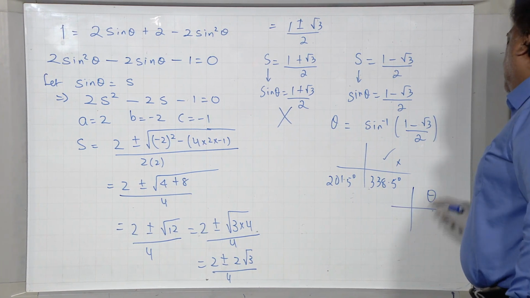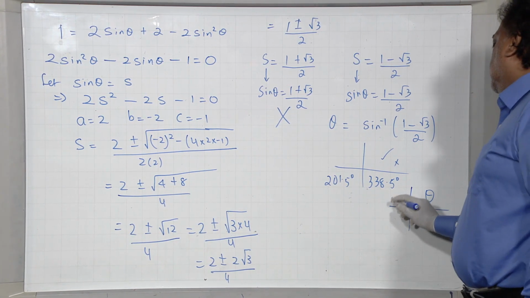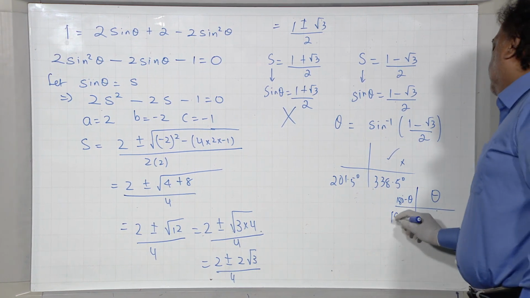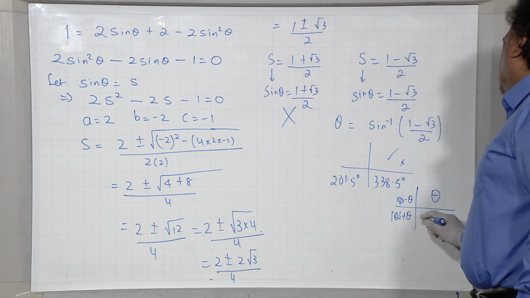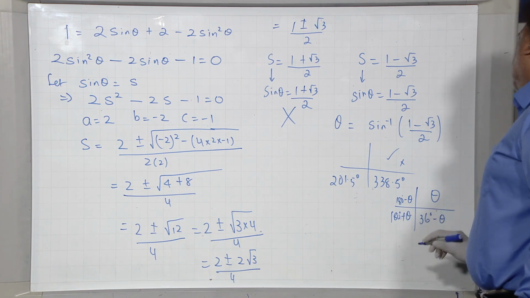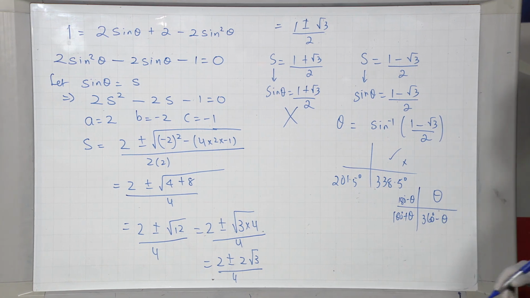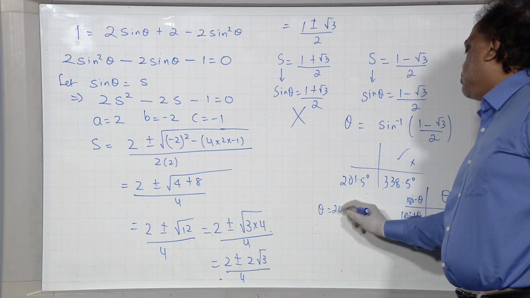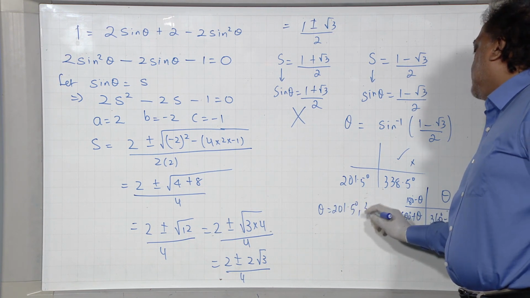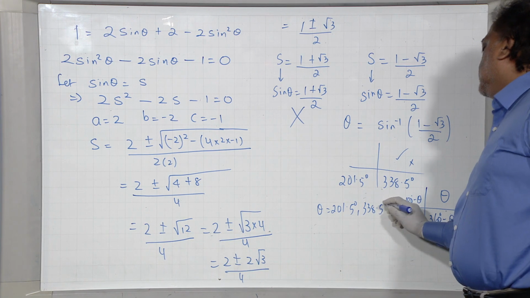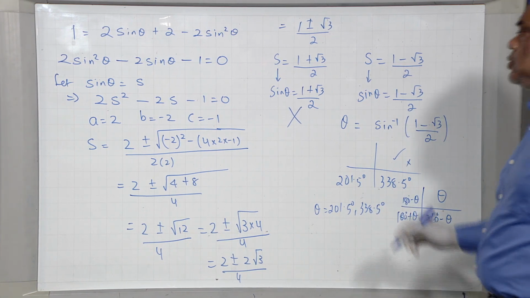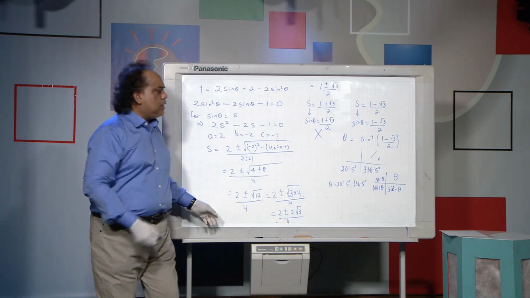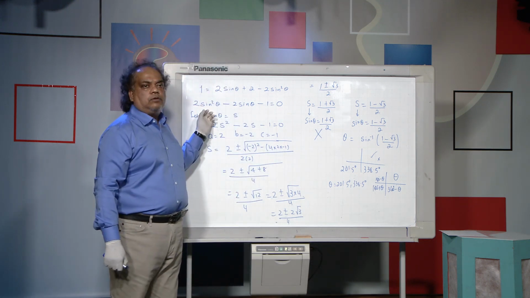Remember what we have used. We calculated the value in the first quadrant. Its relative in the second quadrant is 180 minus theta. Third quadrant, 180 plus theta. Fourth quadrant, 360 minus theta. So this is the answer. Theta is 201.5, 308.5. So this is an example where we have used the double angle formula to solve an equation.